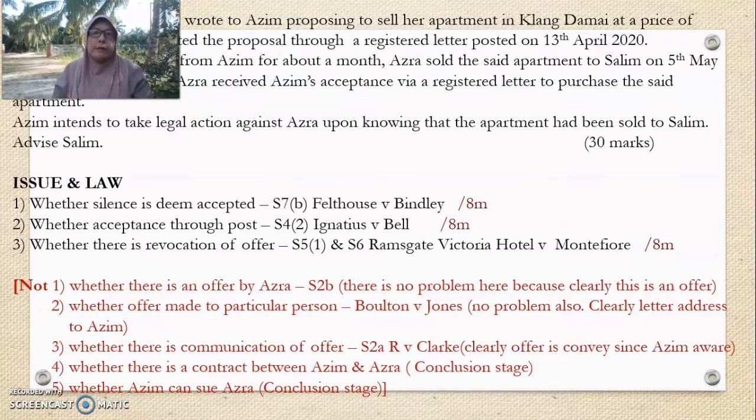Meaning, if this is very clear, then it will not become an issue. It's very clear that this offer is being made to Azim. And it's also very clear that the said offer had already been communicated, because Azim is fully aware about the said offer, and because of that, he accepted the said offer through a registered letter. Because this is very clear, we cannot take it as an issue here.